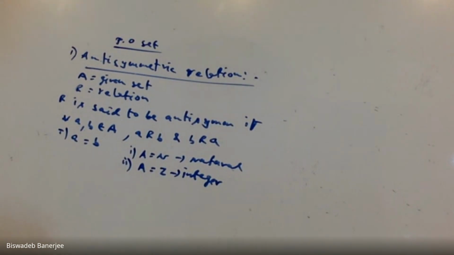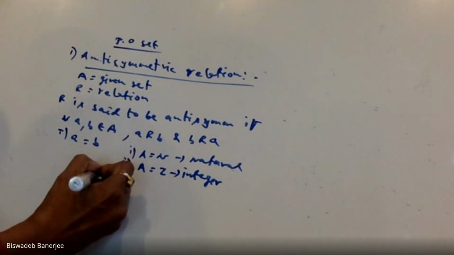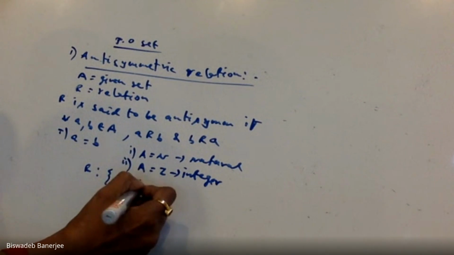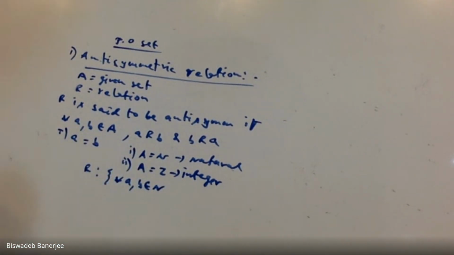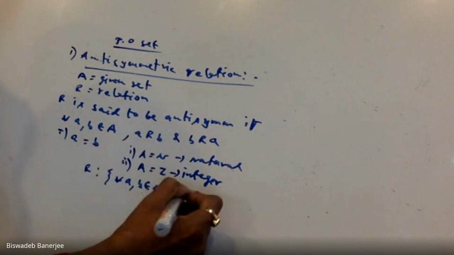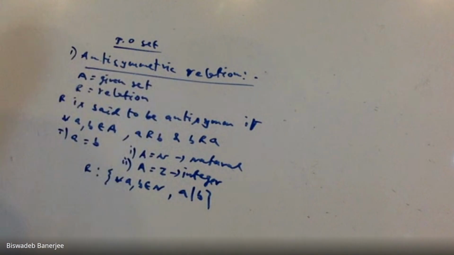Now suppose we are given a relation. This relation is, for all A, B belonging to natural numbers, A divides B. So the question is, is this relation antisymmetric? Whether it is antisymmetric or not always depends on the set. Always remember your set. For example, let's start with the first set.